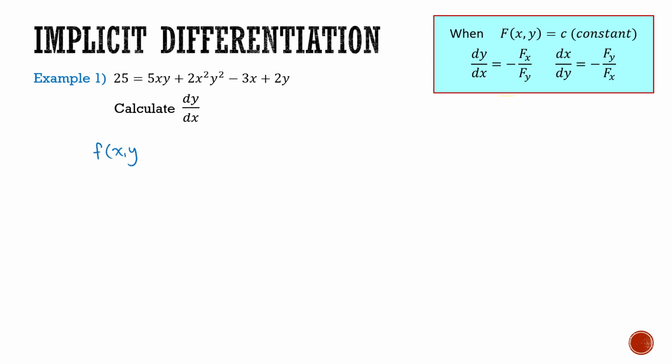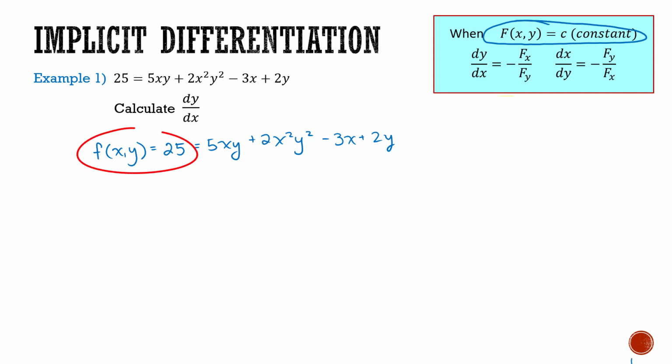F of xy is going to be this whole function. It's going to be the 25, which will be equal to 5xy plus 2x squared y squared minus 3x plus 2y. And we can do implicit differentiation because it is consistent with the one condition that we have for implicit differentiation, and that is that the f of xy must be equal to a constant. And indeed, it's a constant 25.